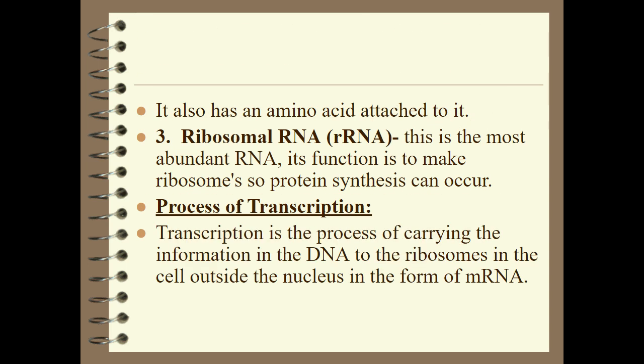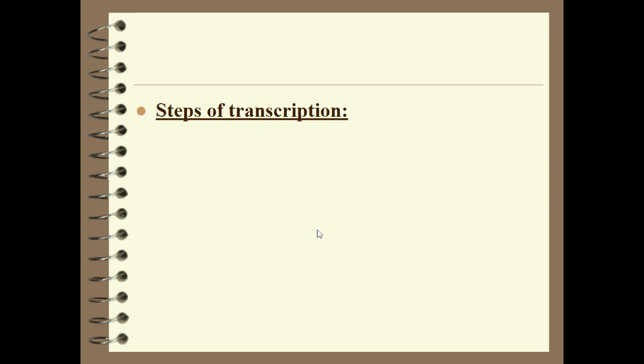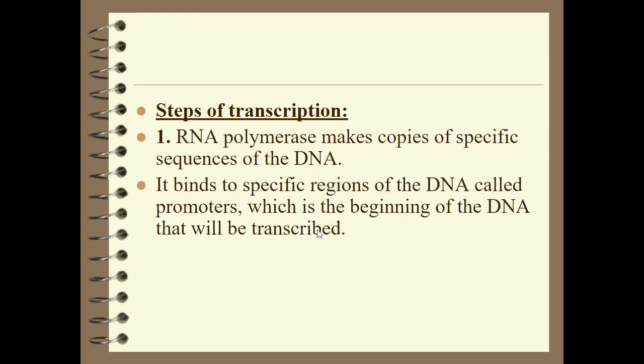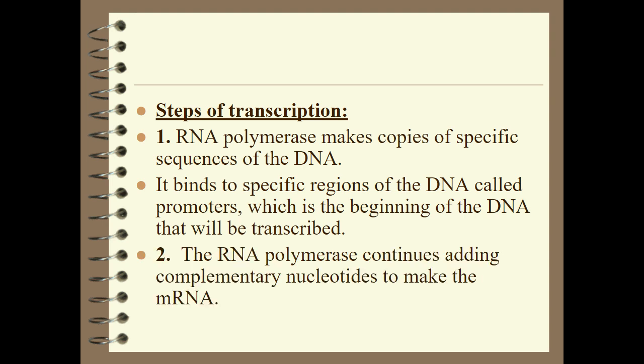The process of transcription carries the information of the DNA to the ribosomes, to the cell outside the nucleus, to form messenger RNA. So RNA polymerase makes copies of specific sequences in the DNA. It binds with specific regions of DNA called promoters, which mark the beginning of the DNA to be transcribed. So the transcription, transcribe is basically writing it down.